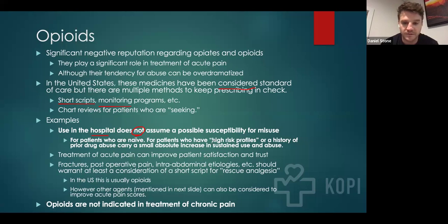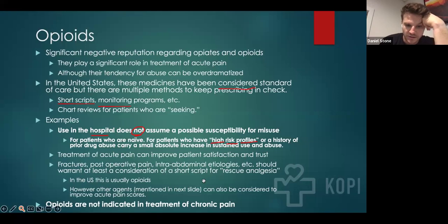For patients who have what we consider high risk profiles, i.e., they have a history of drug use or a history of misuse in the past, this does create a predilection for possible misuse down the road. But being a humanistic doctor, you want to make sure that you treat the acute pain that those patients have as well, especially if you think it's legitimate and they're not necessarily drug seeking.